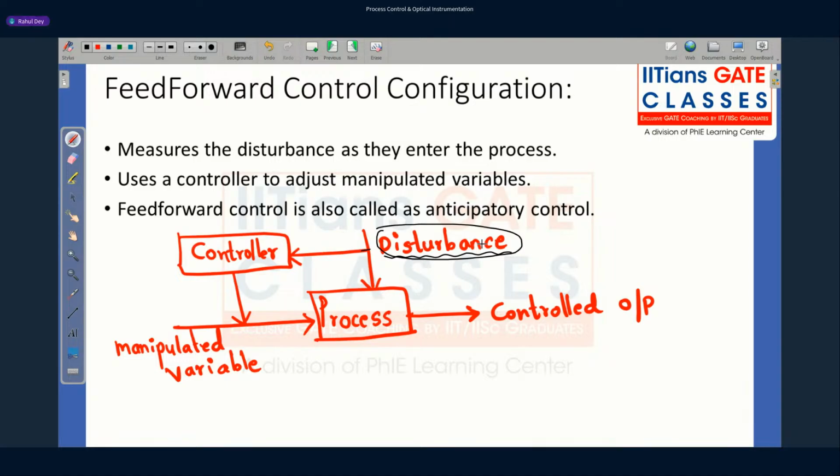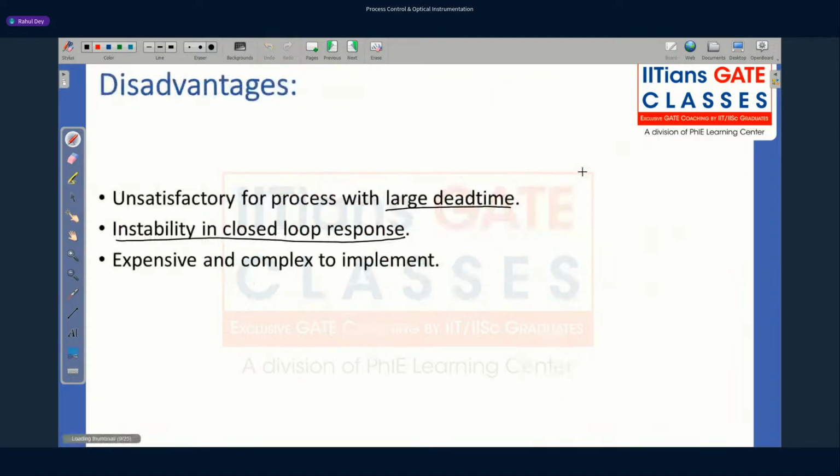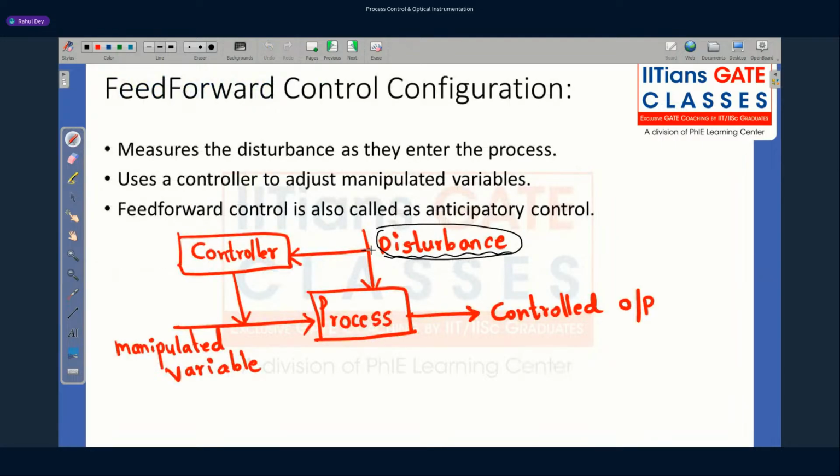So basically the controller is taking corrective action based on the disturbance, anticipating the effect of the disturbance. Did we understand this? Previously in the feedback loop, the disturbance was detected after it had entered the process. But in the feed forward loop, the controller is going to detect this disturbance before it enters the process and take corrective action. That is why the feed forward control configuration is called anticipatory control. Is this clear? Anticipatory means it is anticipating the disturbance beforehand and taking corrective action. Who is anticipating? The controller is anticipating the disturbance.